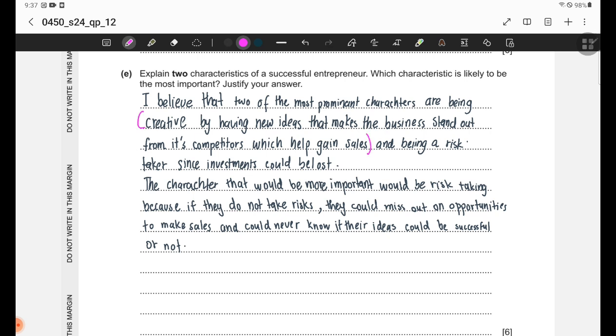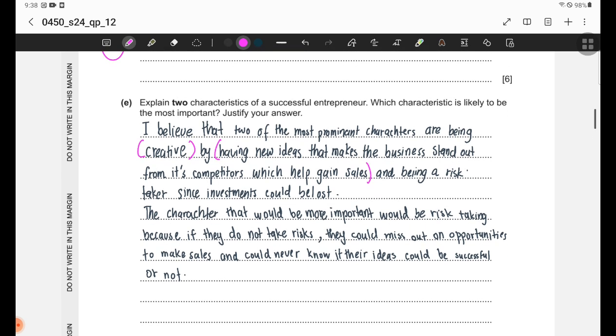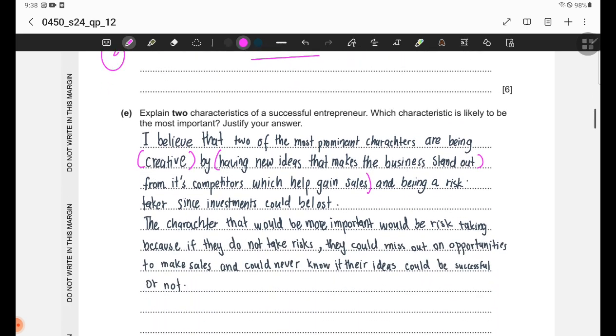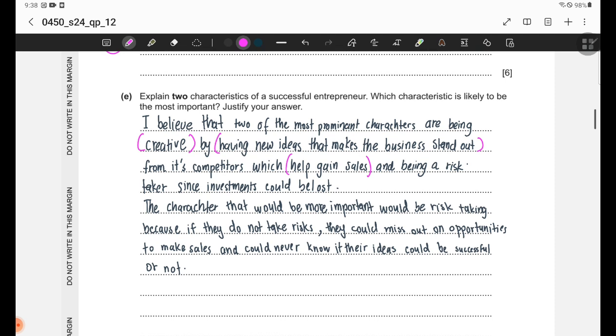So you will gain 1 mark for the characteristic you mentioned, and then another one for the explanation of that characteristic. Okay. But in this case, since I mentioned having new ideas and stand out, this is 1 mark. And then, I think help gain sales should be a mark by itself. So here I think I have about 3 marks. Okay.